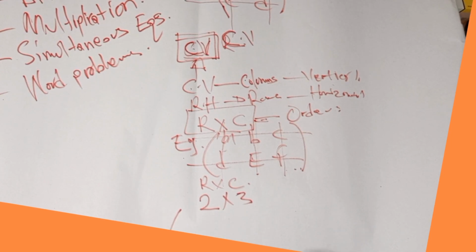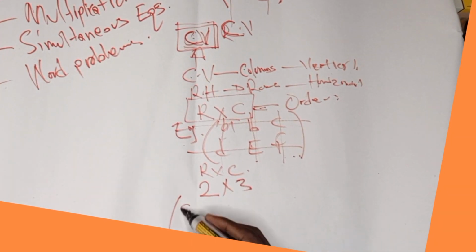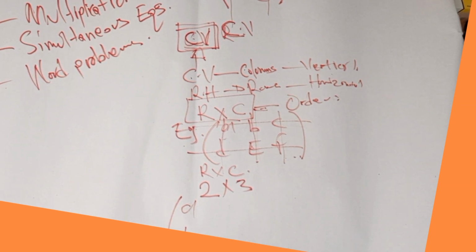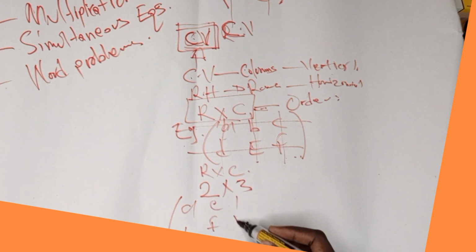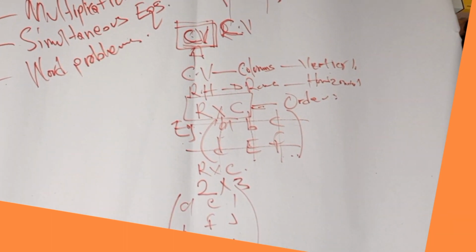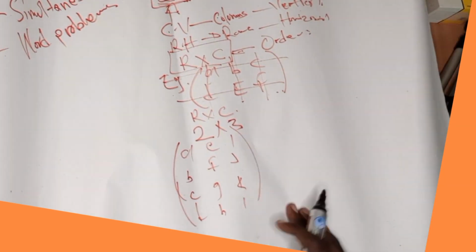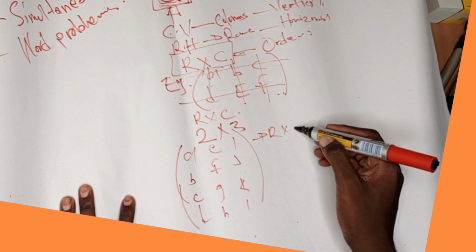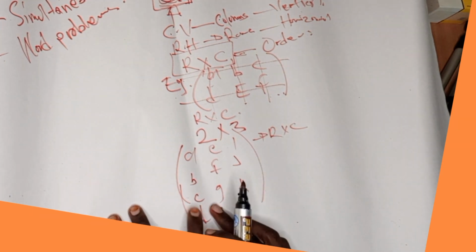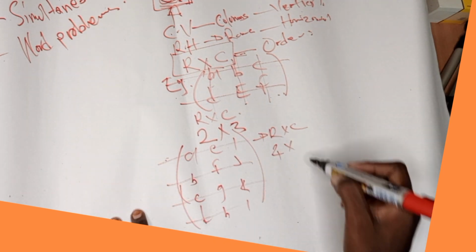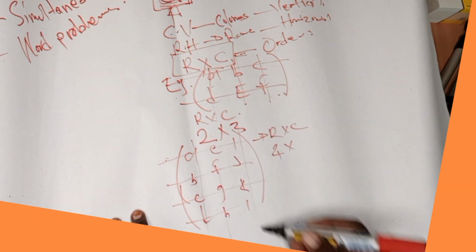So I want to give you one last example, because we are summarizing very fast. You can see 1, A, B, C, D, E, F, G, H, I, J, K, L. Okay, let's try to get the order of this matrix. We said the order of a matrix is given by row by column. So how many rows do we have? We have 1, 2, 3, 4. 4 rows by how many columns? 1, 2, 3. So 4 by 3.